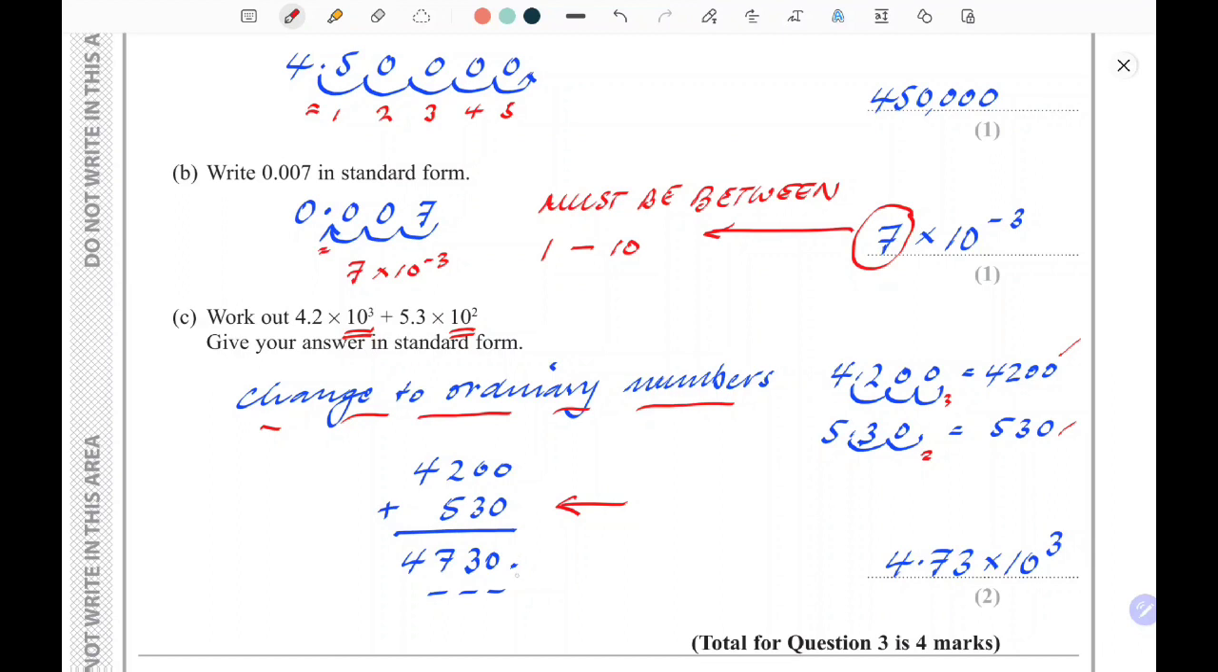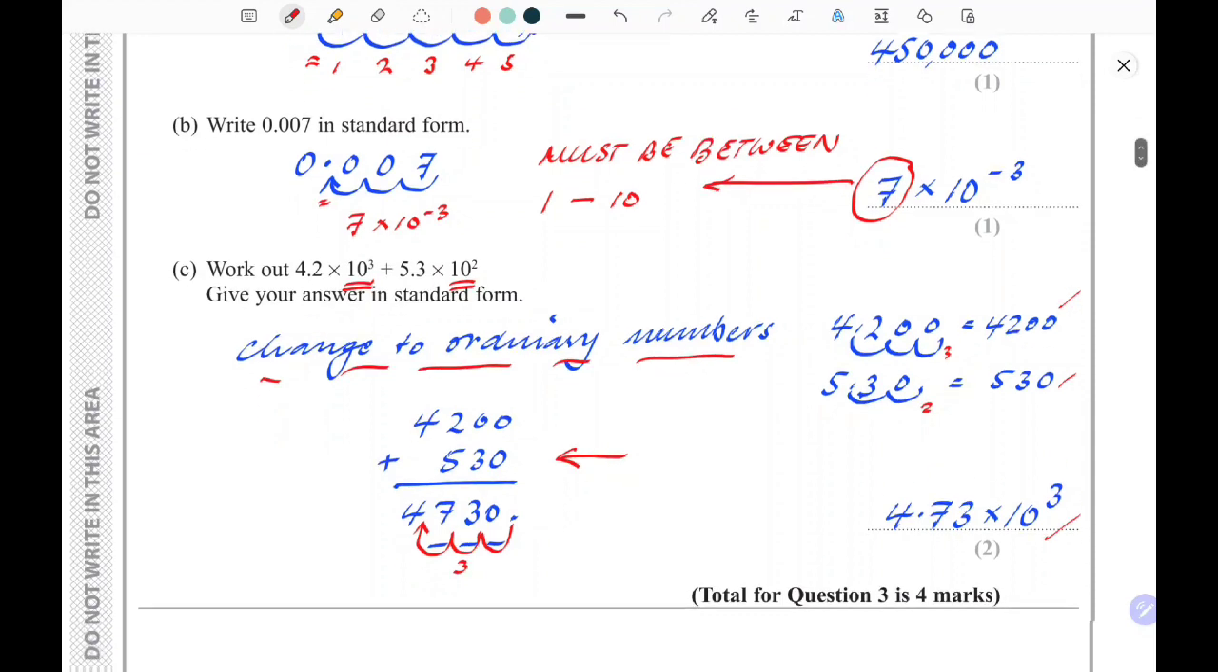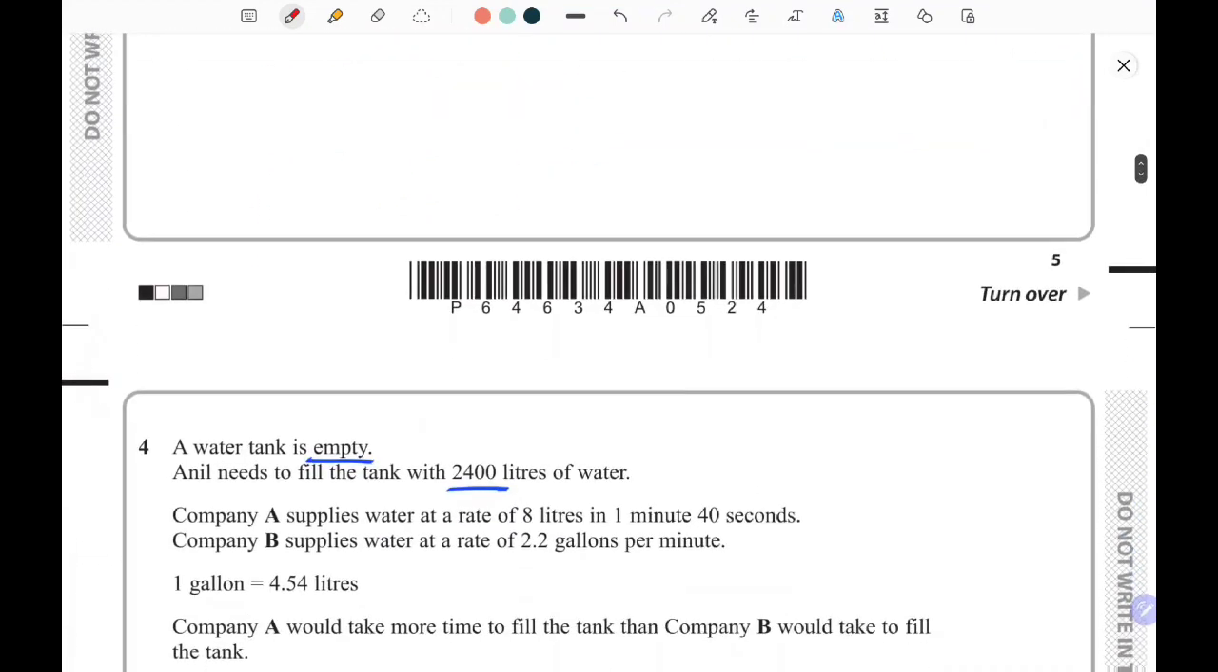Then we need to work out the decimal place for the standard form. So we're moving the decimal place 3 to the left here, right? And so that is 4.73 times 10 to the power 3. All right, so that's your answer there. Right, number 4.